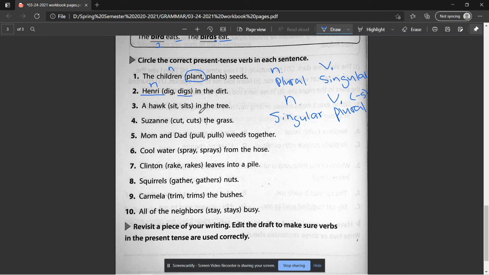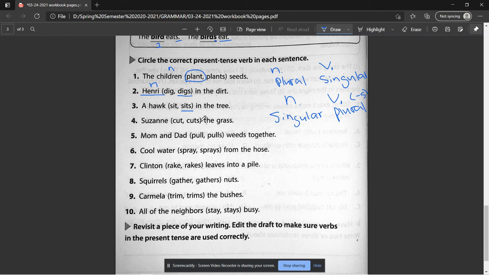Number 3, a hawk sit or sits in the tree. Well, a hawk is talking about only one hawk. That's only one bird. So if my noun is singular, my verb needs to be plural. And if it's plural, it needs to end with the letter S. So a hawk sits in the tree.